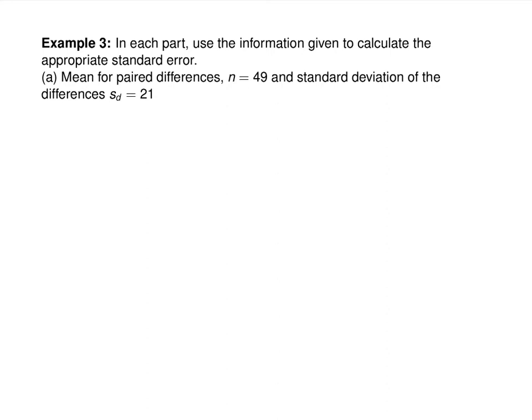Okay, in each part, use the information given to calculate the appropriate standard error. So here we have paired differences, and the standard deviation of the paired differences is 21. So the standard error of d bar, remember that this is SD over square root of n. So that's 21 over root 49, which is 7. So 21 over 7 is 3.